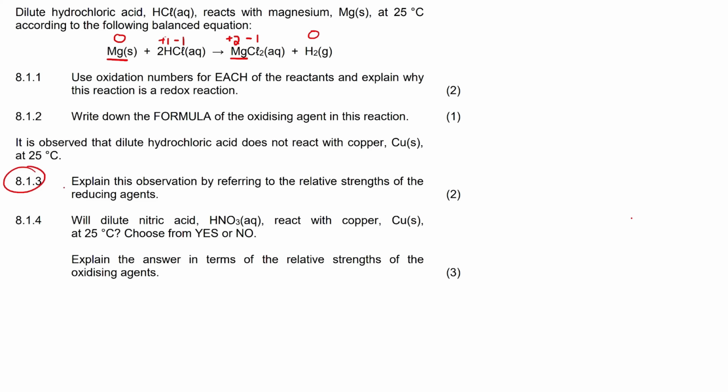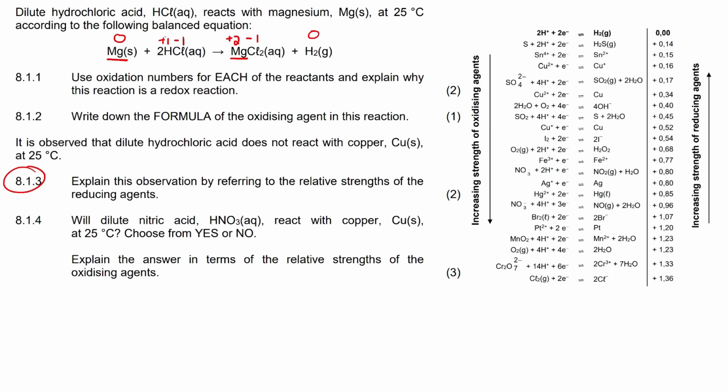Okay, now this question says that, first over here, it is observed that dilute hydrochloric acid does not react with copper at 25 degrees. Explain this observation by referring to the relative strengths. Okay, so we're going to go get our table. I like to use table 4b. And all you're going to do for now is just circle things. So we've got hydrochloric acid, so that's HCl, and we've got copper. Now, H has a charge of +1, Cl has a charge of -1, or an oxidation number, and then Cu is 0. So you're going to go find all of those.